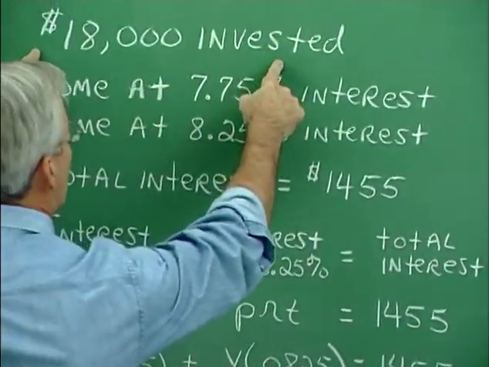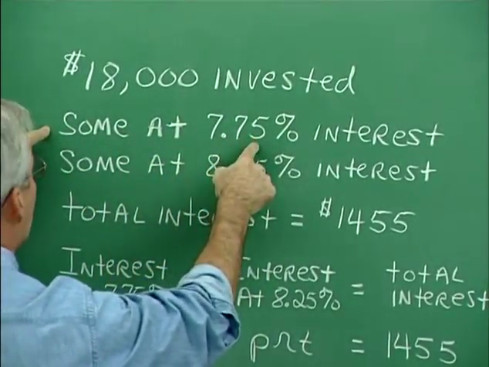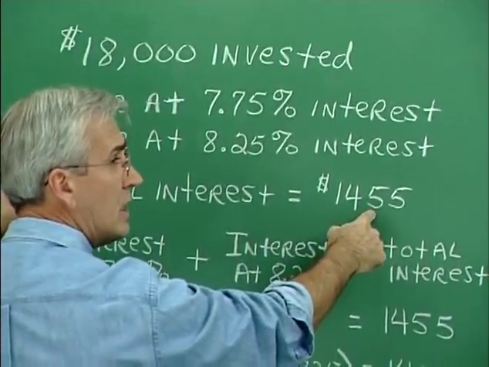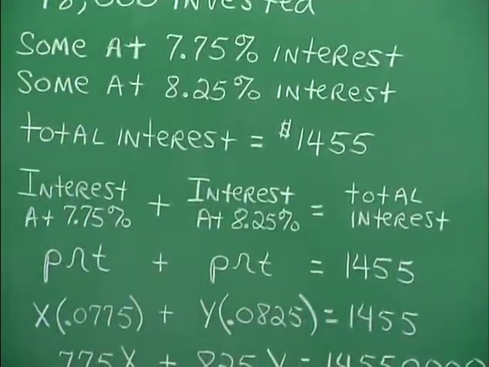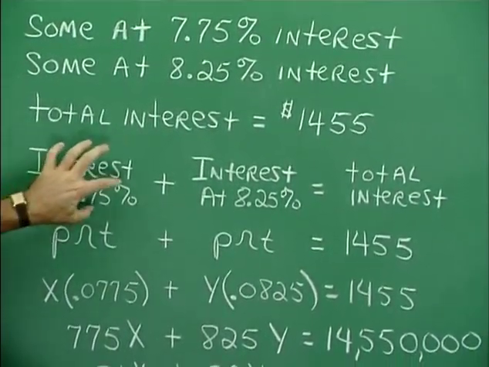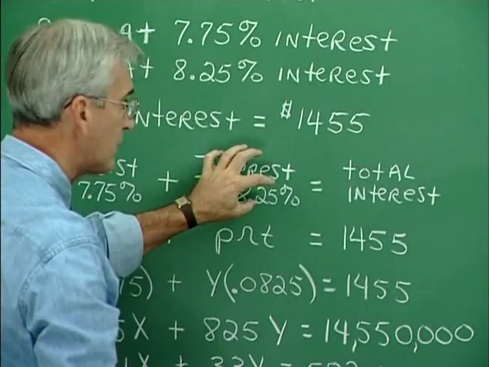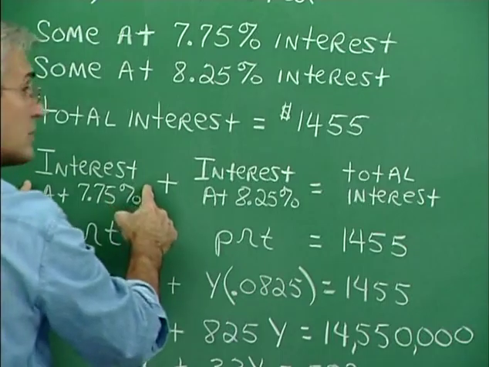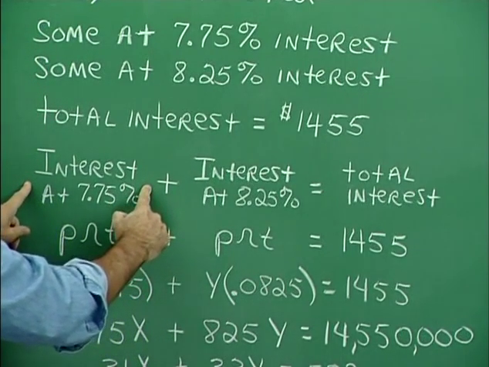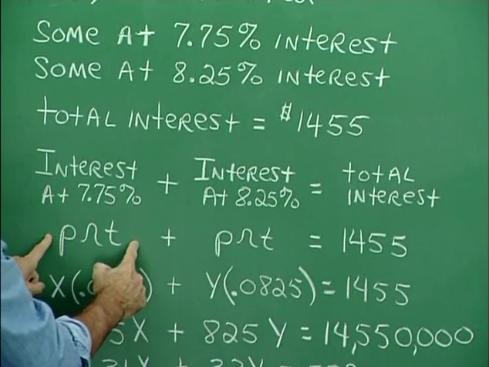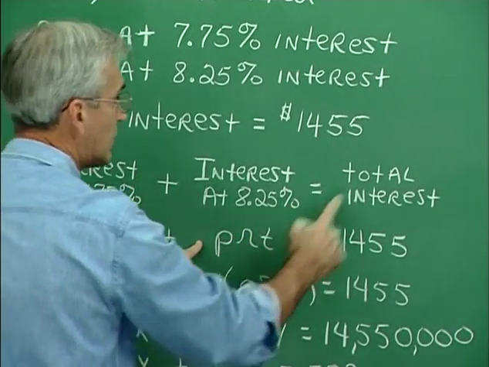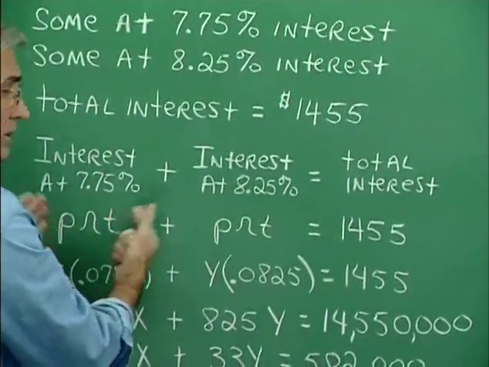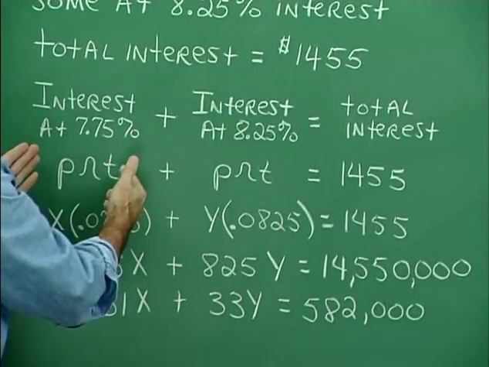If we have $18,000 invested and some of that money is invested at one interest rate and the rest of it at another interest rate, and the total amount of interest is given to us, then one basic idea for an equation is that the interest earned at one rate plus the interest earned at another rate is equal to the total interest earned. And we could go further with that. Interest is principal times rate times time. That's how we calculate interest. So this is just some PRT, and this also is just some PRT, and the total interest is $1,455.